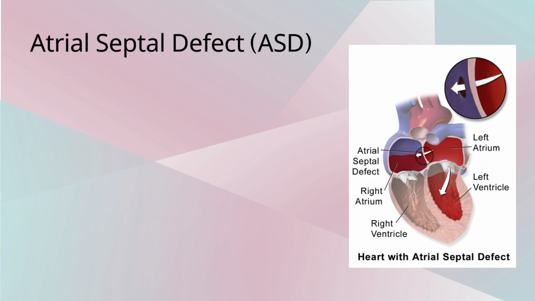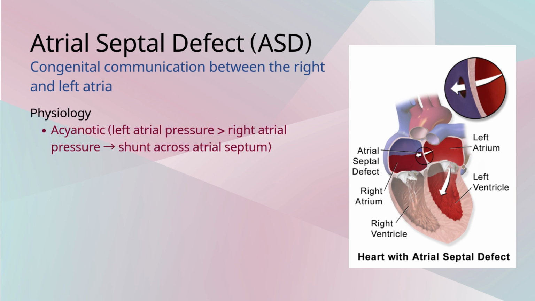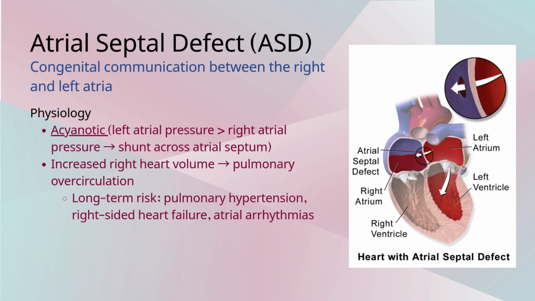All right, an atrial septal defect or an ASD is a congenital communication between the right and left atria. Essentially, it's a hole in the septal wall between the two atria. This is an acyanotic lesion because remember, there's higher pressure on the left side, so oxygenated blood is shunted from the left side to the right side. Now, because there's increased volume in the right atria from the excess blood shunting over, there is pulmonary overcirculation, which over time, long term, can lead to pulmonary hypertension, right-sided heart failure, arrhythmias, things like that.